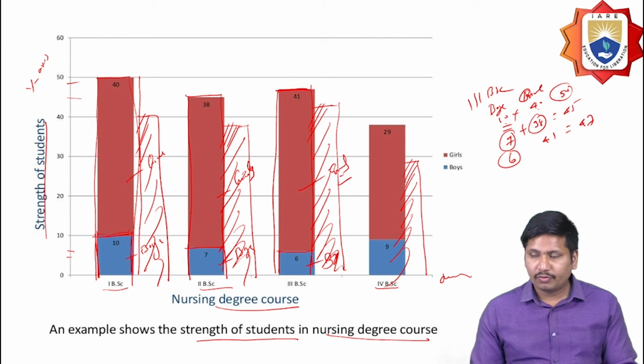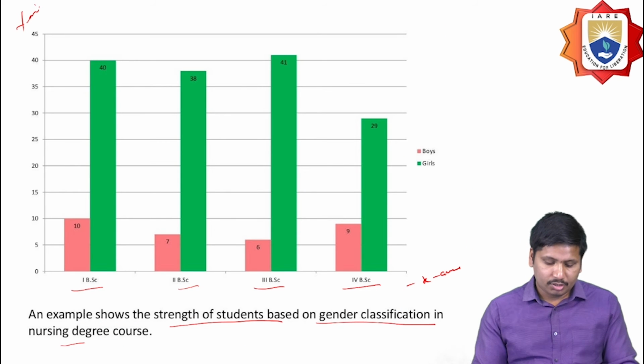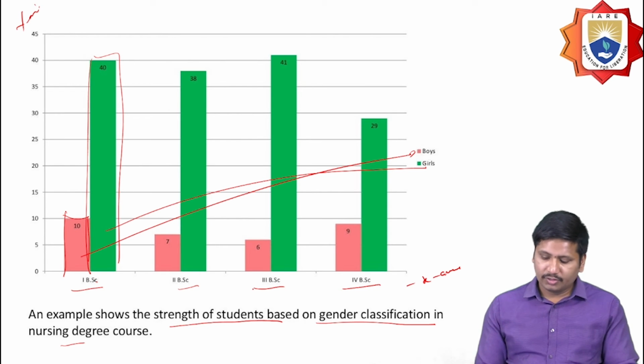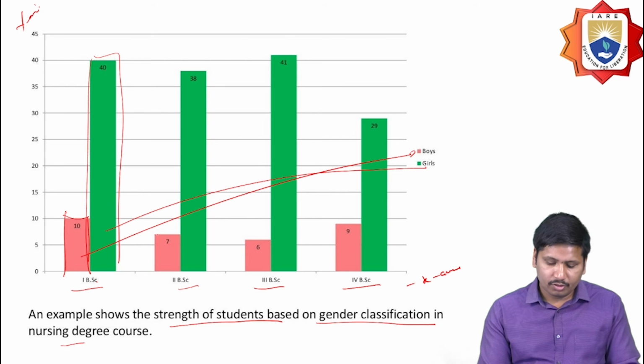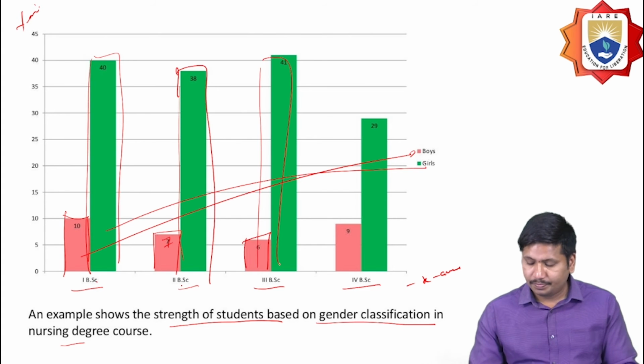Suppose I want to show it in the form of multiple bars, like this I can represent it. So make a bar of 10 related to boys, and 40 for the girls in first BSc. Similarly, for gender classification, how many boys are present in second BSc and girls in third BSc. So 7 boys in second BSc, and 38 girls in second BSc, and in third BSc 6 and then 41.